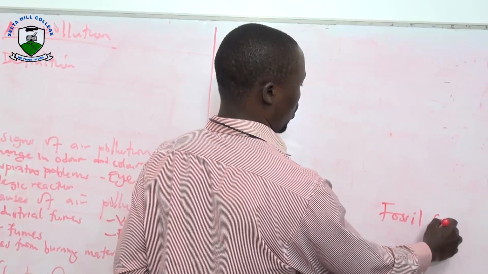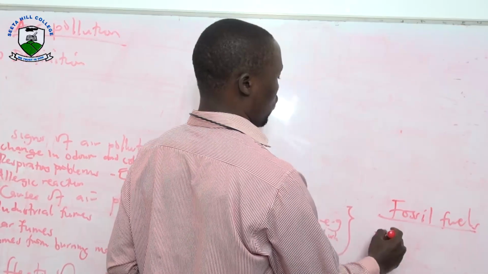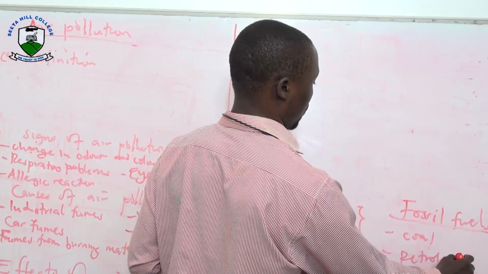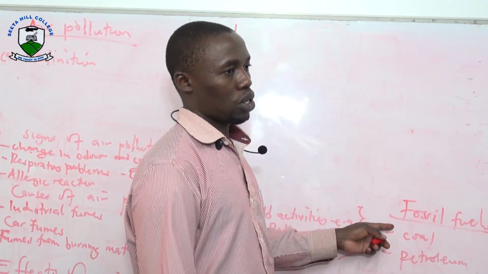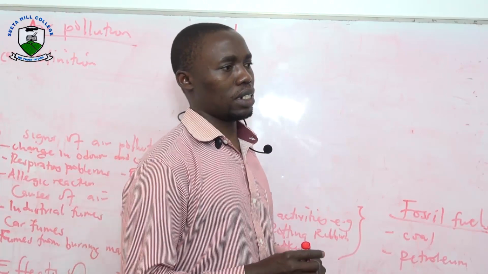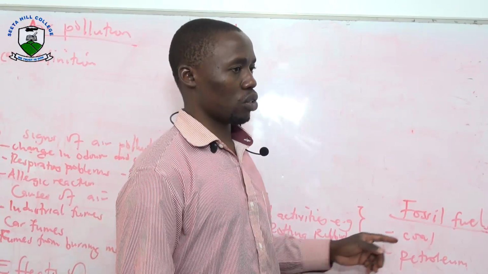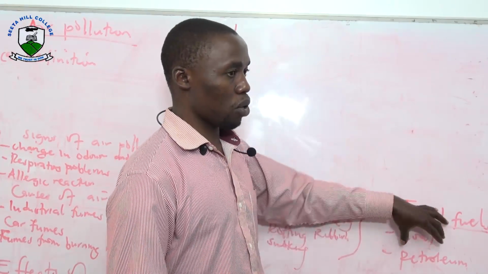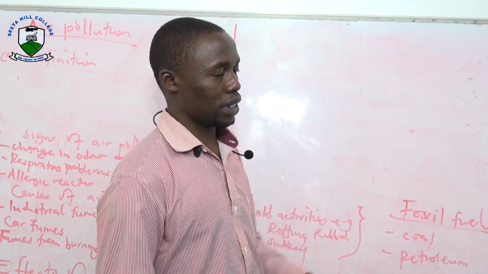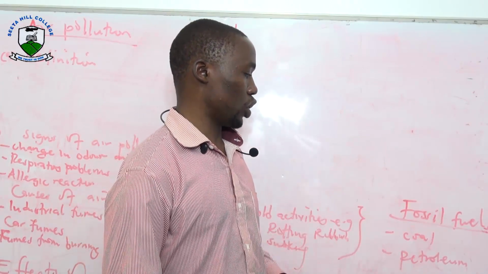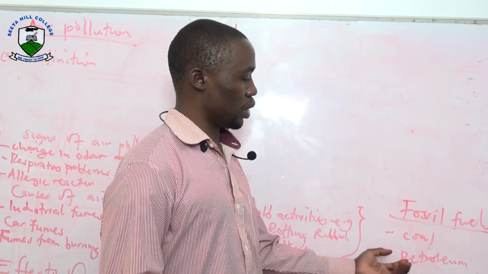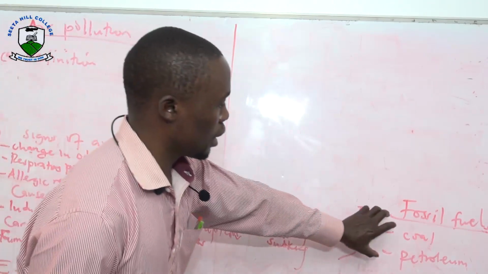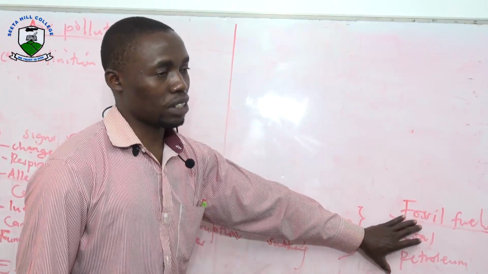Now let me first dwell there as we go to pollution. Fossil fuels like coal and petrol. Now coal is a rock that contains a mineral called coal. That coal has basically carbon in it. Its major element is carbon. Petroleum is a mixture of many hydrocarbons, substances that have carbon and hydrogen. And all this is what our machines use as fuel.